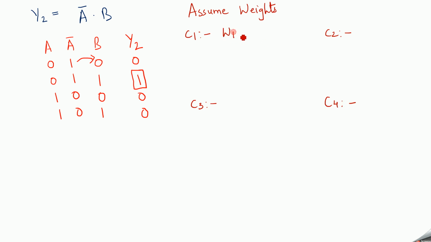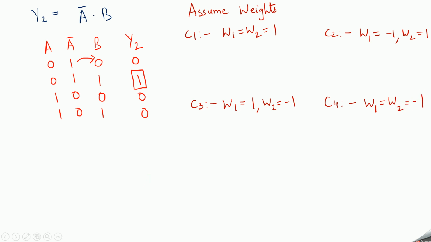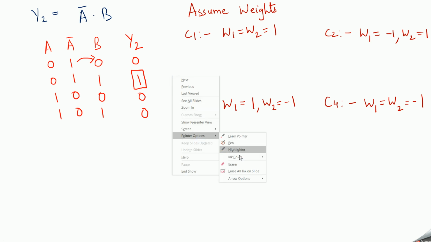So we have considered W1 and W2 to be equal to 1, that is excitatory weights. W1 equal to -1 and W2 equal to 1, that is one inhibitory weight and one excitatory weight. Inhibitory is minus, excitatory is plus. Third case, W1 is equal to 1 and W2 is equal to -1. And in the fourth case, W1 and W2 both are equal to -1. So let's now make use of the weights to carry out the multiplication.